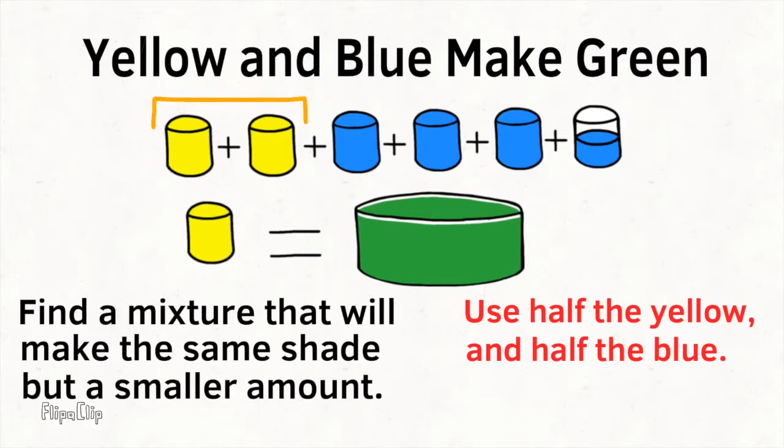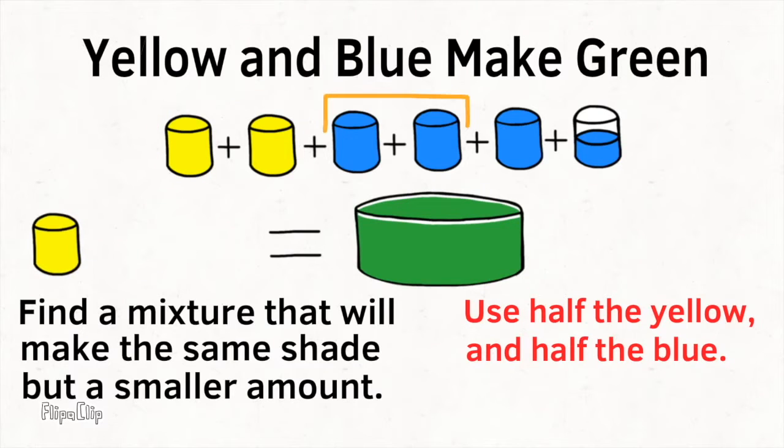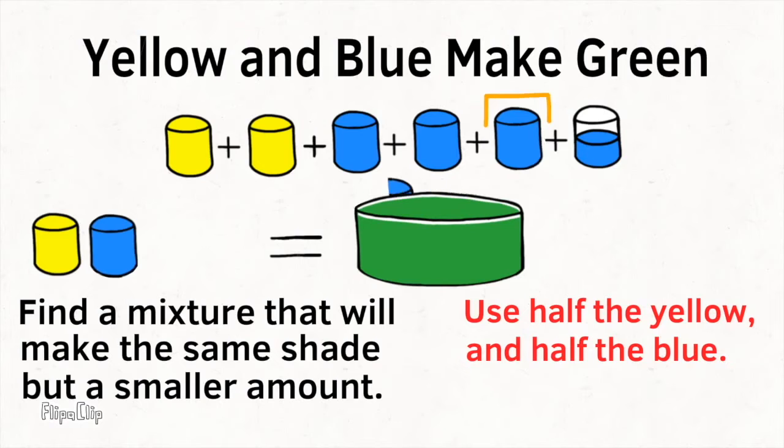Half of 2 cups of yellow would be 1 cup of yellow. Half of these 2 cups of blue would be 1 cup of blue. Half of this 1 cup of blue would be half a cup of blue. And half of this half a cup of blue would be a 1/4 cup.